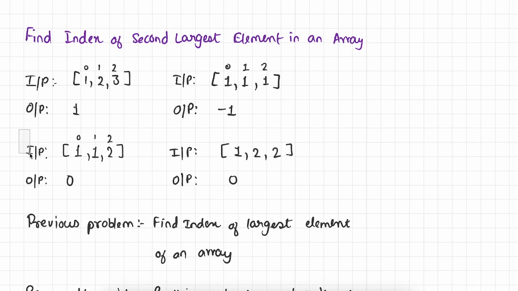Let's see the next example. Here we have 1, 1, 2. So 2 is the largest number and 1 is the second largest number. But here 1 appears 2 times, so it's okay to return the first occurrence of the second largest element. That is why the output of this input is 0. In the next example, we have numbers like 1, 2, 2, and here the second largest element is at index 0, and that is the number 1.